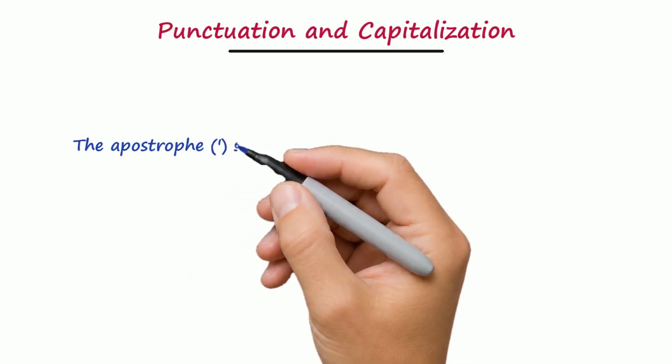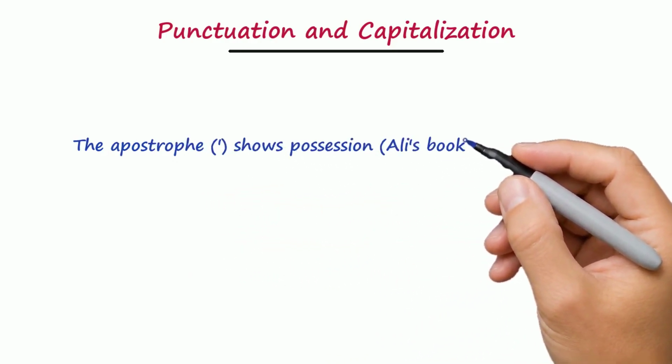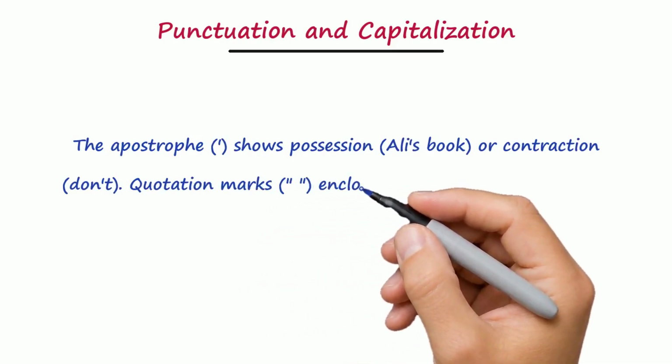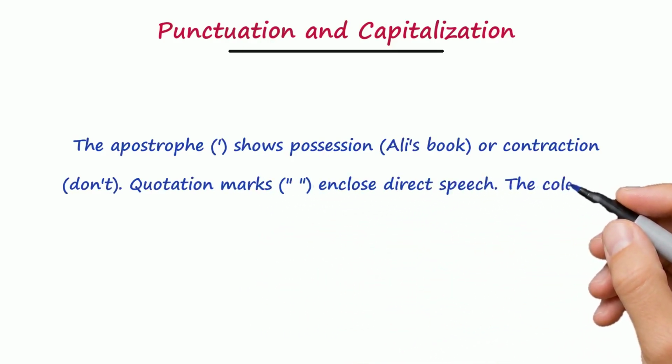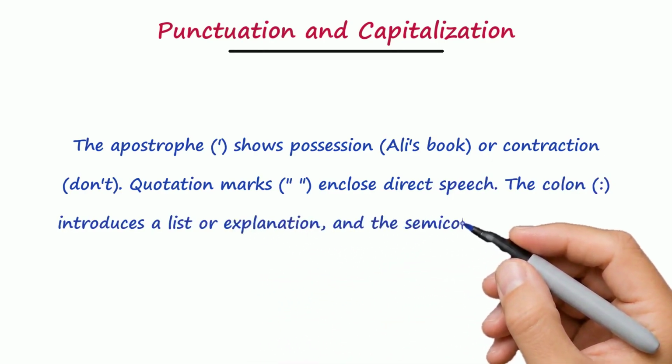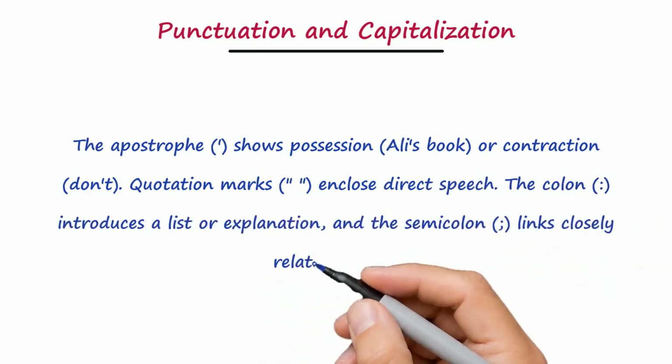The apostrophe shows possession, Ali's book, or contraction, don't. Quotation marks enclose direct speech. The colon (:) introduces a list or explanation, and the semicolon links closely related clauses.